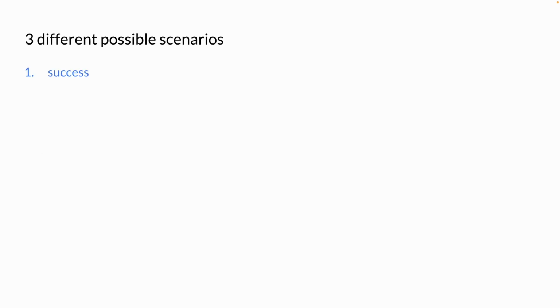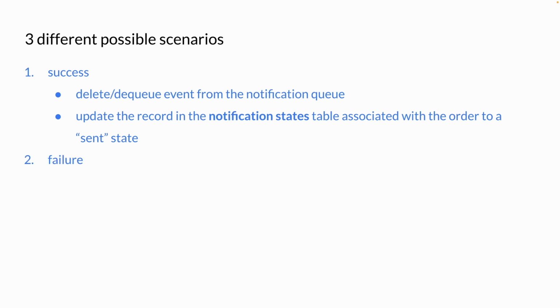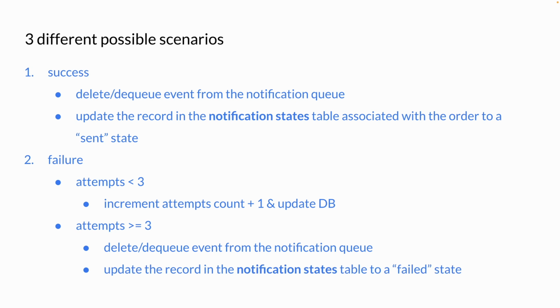So if we were to have a closer look at each of these scenarios, in a successful case, we'll delete or dequeue the event from the notification queue and update the corresponding record in the notification states table to a sent state. If the attempt fails and the attempt count is less than 3, we'll increment the attempt count by 1 and update the database table. If the attempt count of the notification event has exceeded the maximum number of attempts allowed, we will delete or dequeue this event from the notification events queue table and update the record in the notification states table to failed. The admin will then be able to maintain records of the state of these notification events and decide what to do with them.